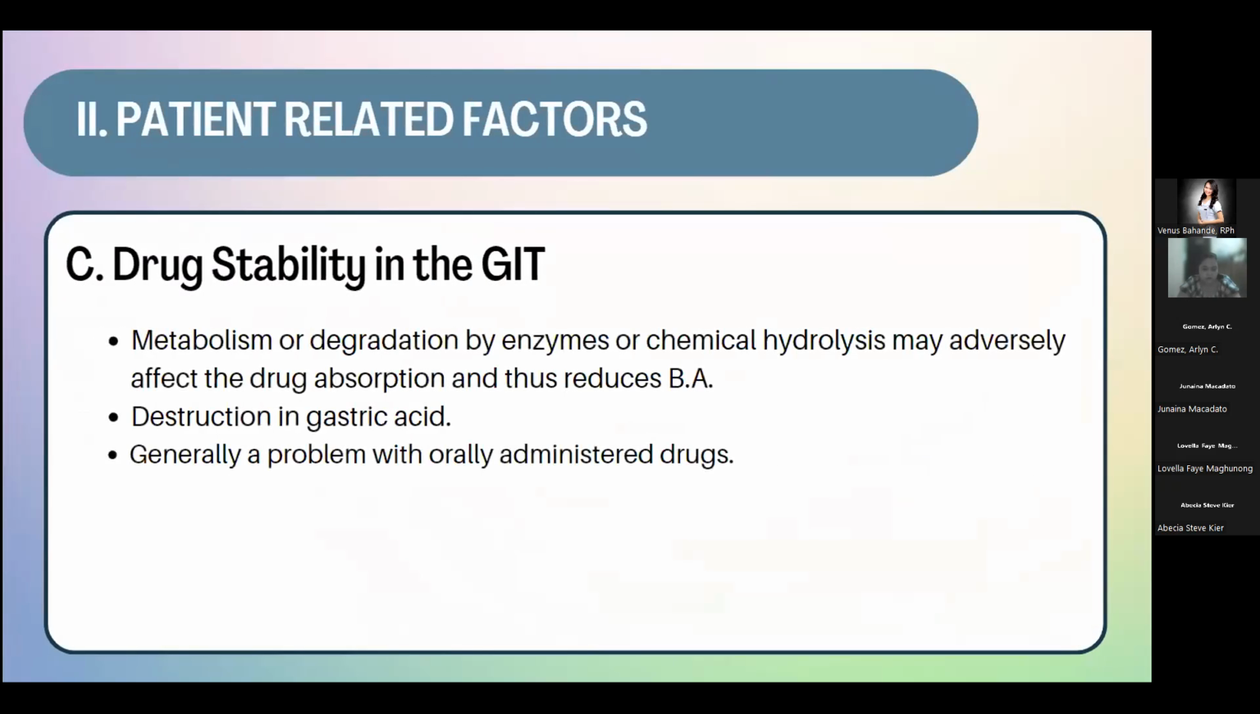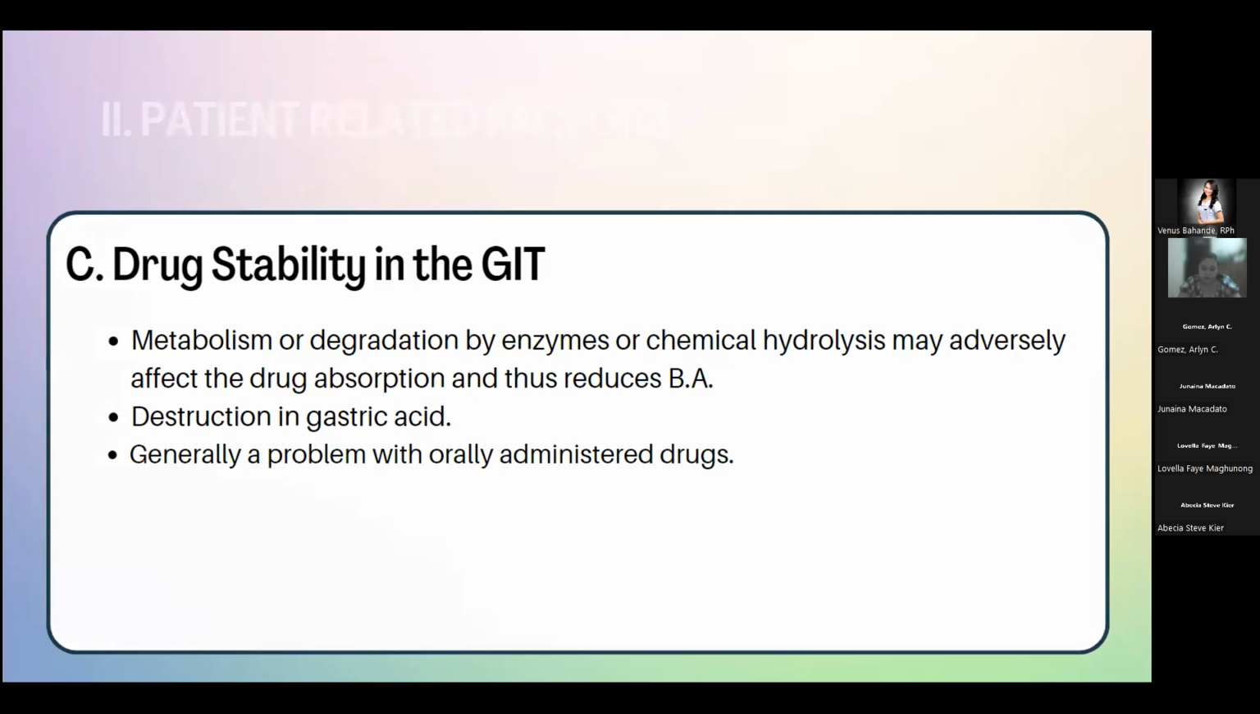And next is the drug stability in the GIT. So metabolism or degradation by enzymes or chemical hydrolysis may adversely affect the drug absorption and thus reduces the bioavailability. So there are enzymes in our body that cause degradation of our drugs, the CYP, also the gastric acid, and this is a general problem with orally administered drugs since they will pass through the GIT first.